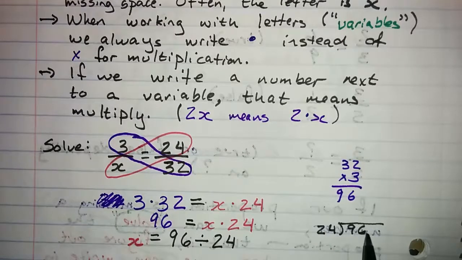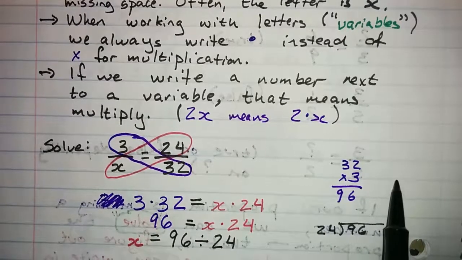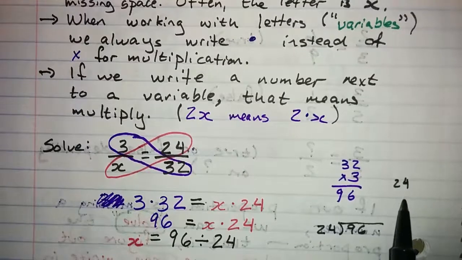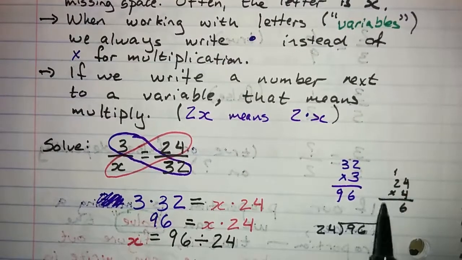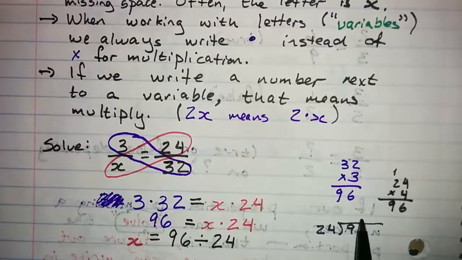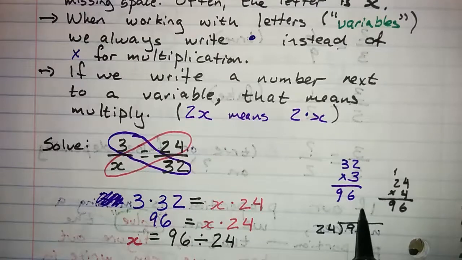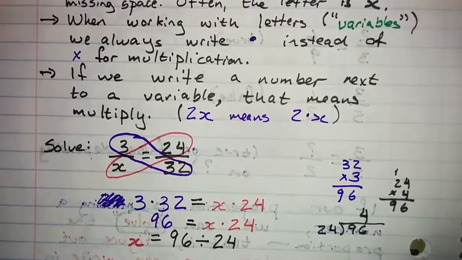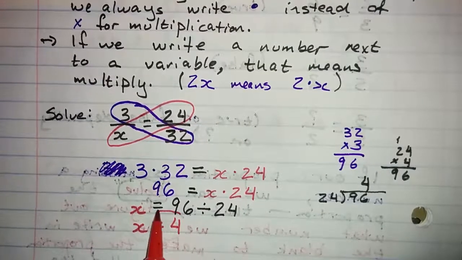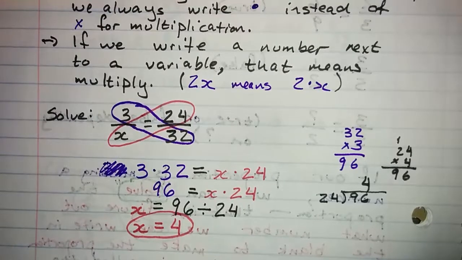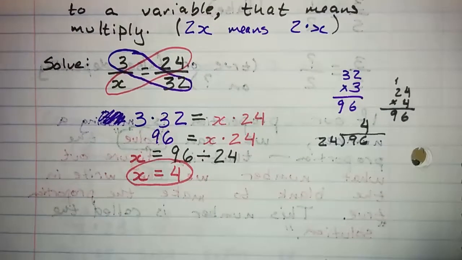24 doesn't go into 9. I'm going to guess it goes into 96 maybe 4 times. 2 times 4 is 8, plus 1 is 9. Oh yeah, there we go. 24 goes into 96 4 times. My solution is that the unknown number, x, is equal to 4. And there we go. Let me give you one of these to try.